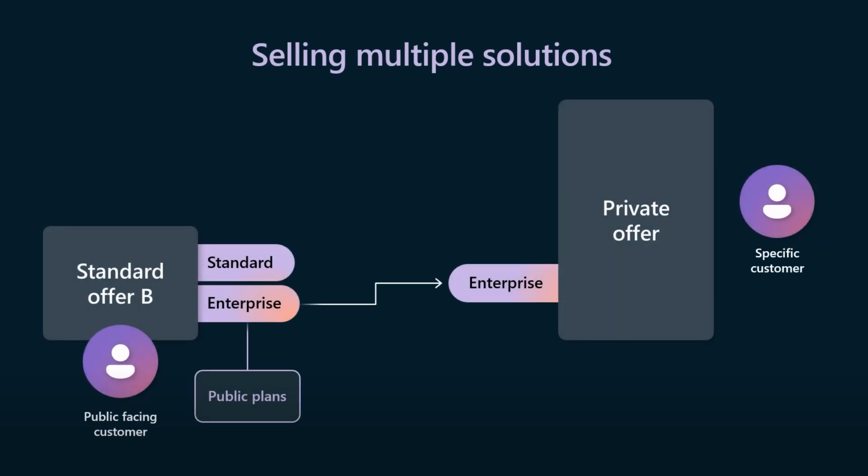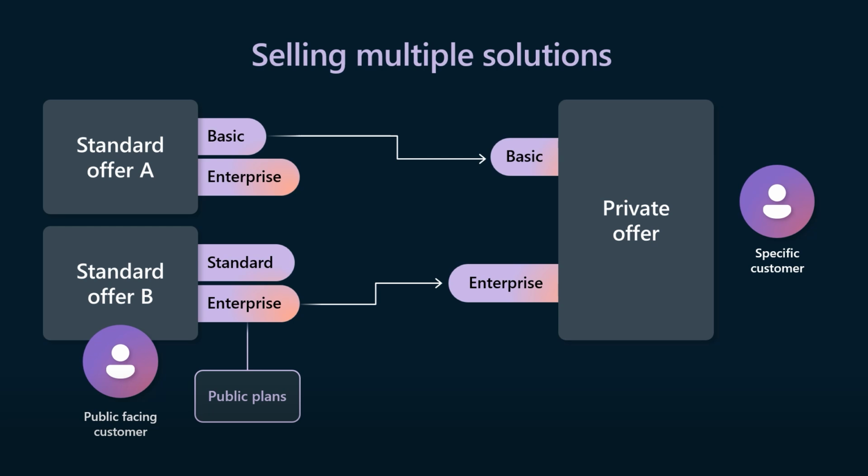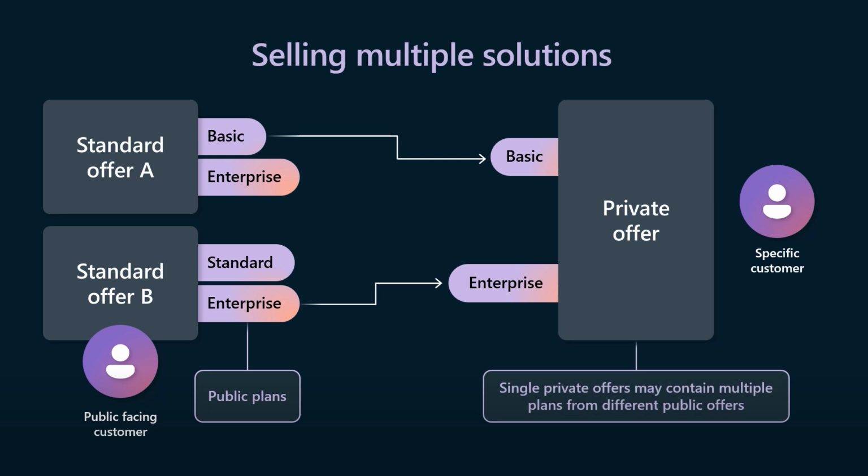Now, we can extend this model further, where a private offer can contain multiple plans from a corresponding public offer. It can actually also contain multiple plans associated to different public offers. Now, in this example, we can see that we have the enterprise plan from our standard offer B associated to our private offer. However, we also want to attach the basic plan from standard offer A to our private offer. So in summary, private offers may contain multiple plans from one or more public offers. It's also worth noting that the private offers may actually be of different types. So for example, our standard offer A may be of type SaaS, and our standard offer B may be of type virtual machine. So actually this has provided us the ability to offer multiple solutions or products within a single private offer.